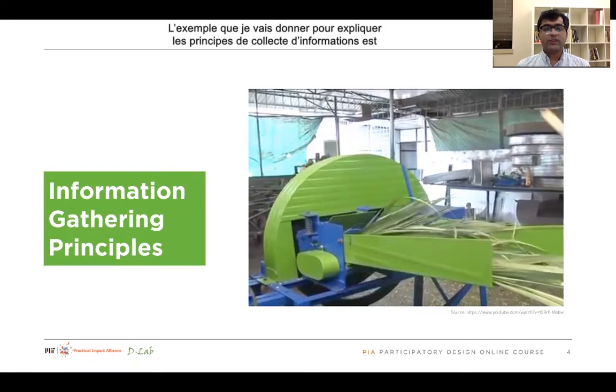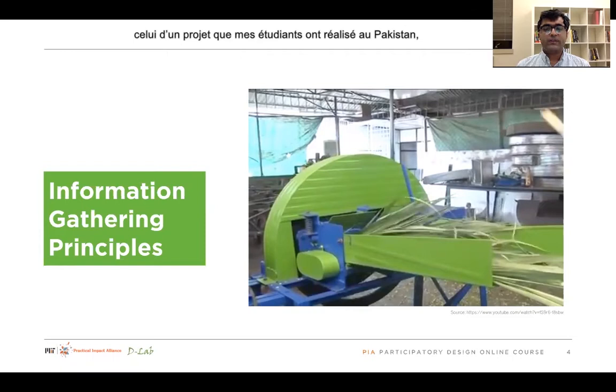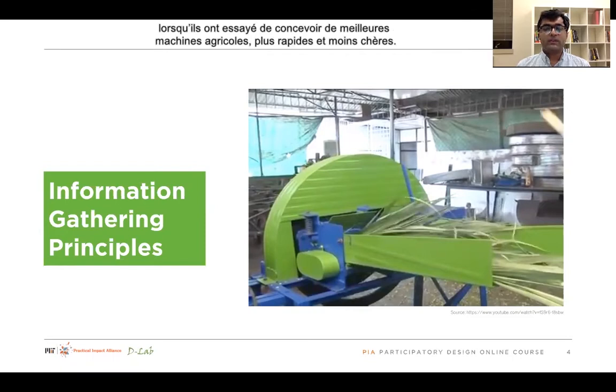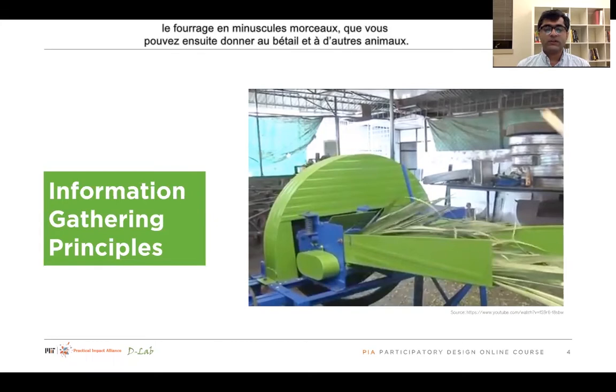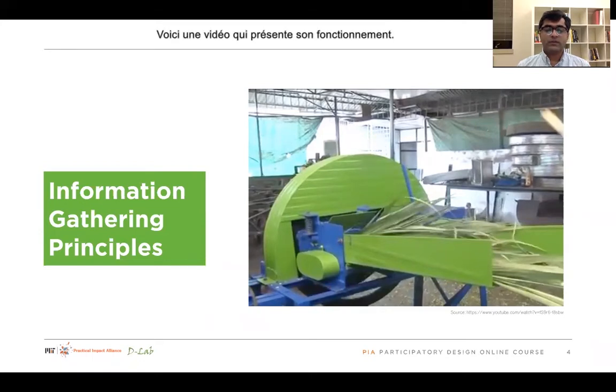The example that I'll use to explain information gathering principles is of a project that students of mine did in Pakistan when they were trying to create better, faster, and cheaper agricultural machinery. The machine that they finalized is a fodder chopping machine that chops fodder into small, tiny pieces that you can then serve to livestock and other animals. Here's a video of how it operates.